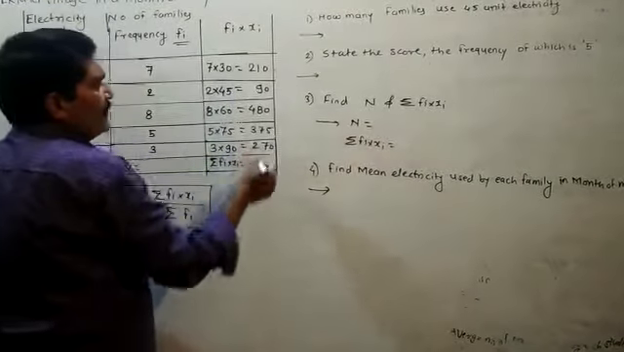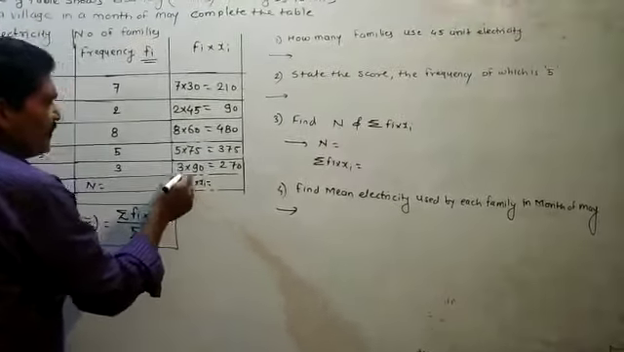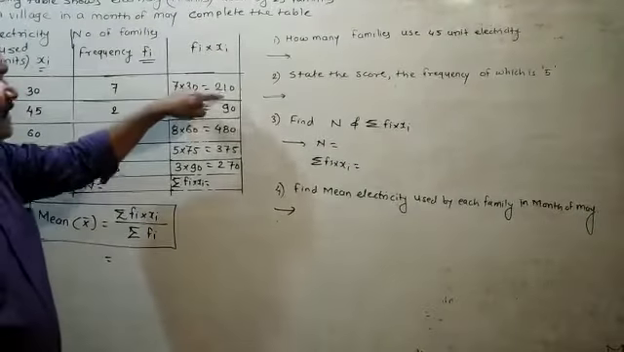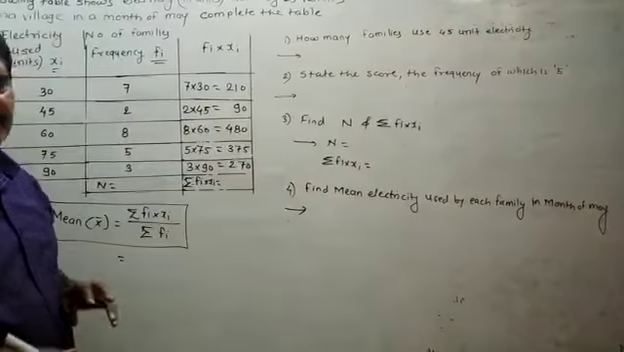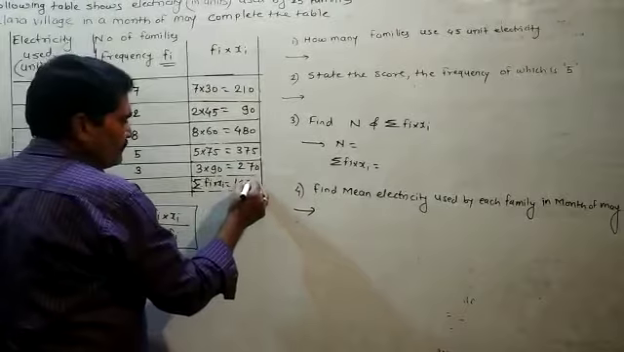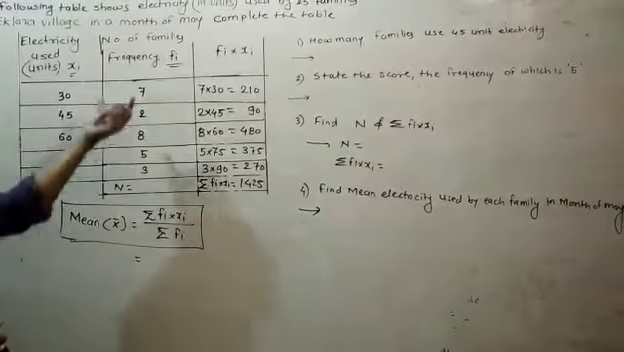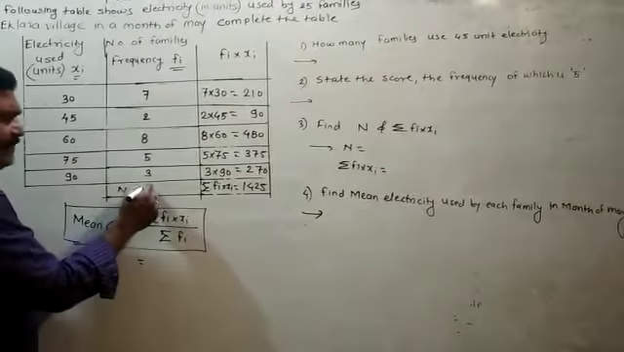And if you do the sum of Fi into Xi, means you have to add all of these together. At that time the sum of Fi into Xi will come 1425. And this is the data of the 25 families. The sum of this will come 25.